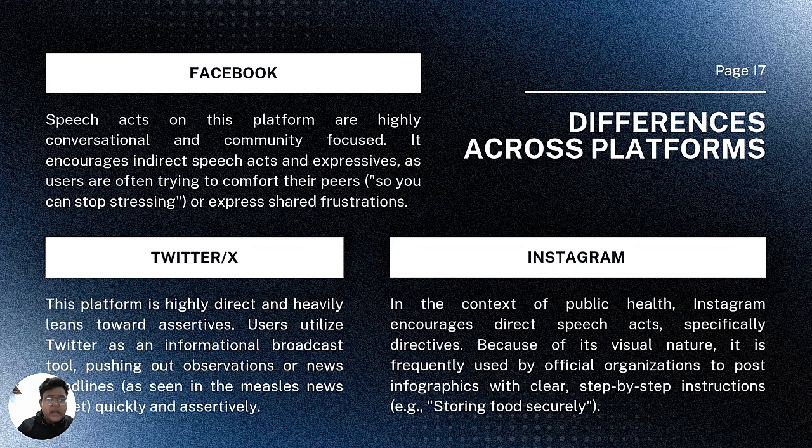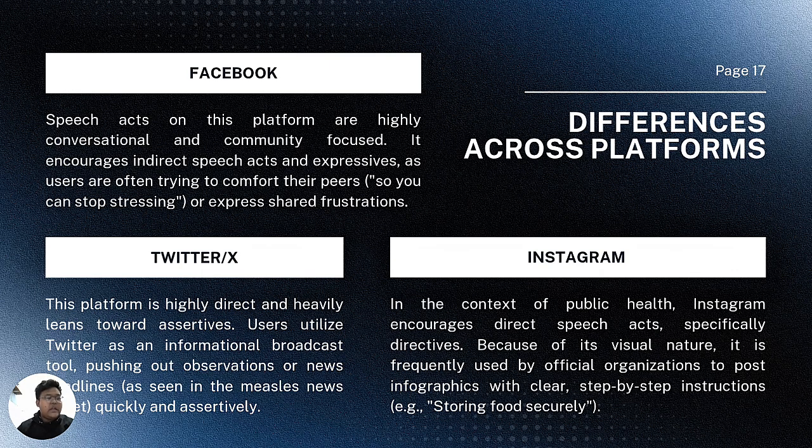In the context of public health, Instagram encourages direct speech acts, specifically directives, because of its visual nature. It is frequently used by official organizations to post infographics with clear step-by-step instructions, for example, storing food securely. So this is the difference from Twitter. Twitter actually gives you news, but in full text, while Instagram usually uses its visual nature to show the directive speech act. That's why it's very different from Twitter.